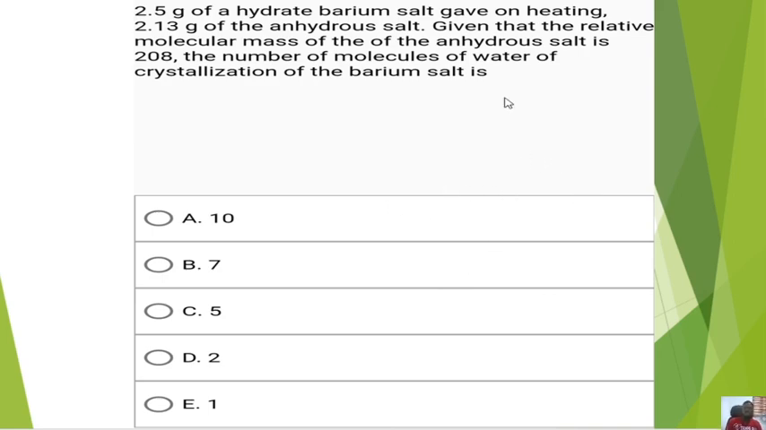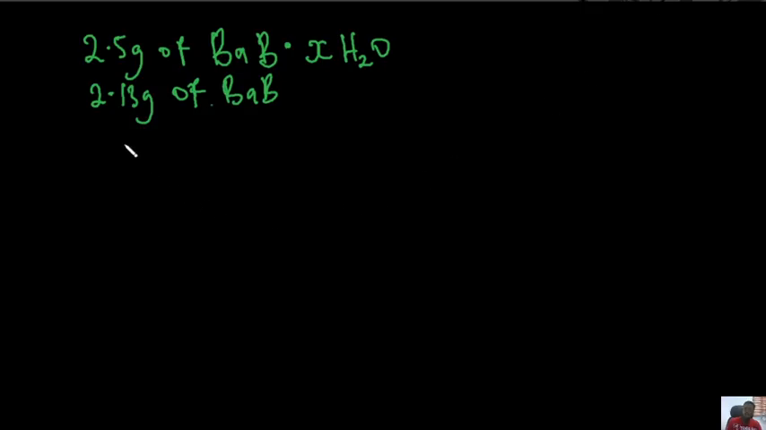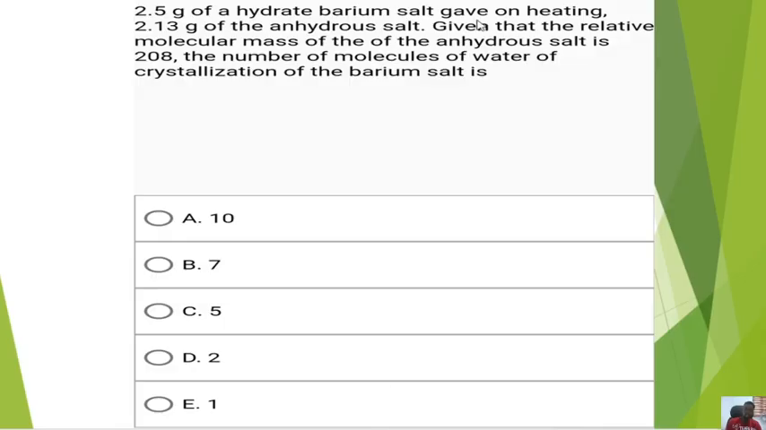So given the relative molecular mass of the anhydrous salt is 208. So we are given 208. Let's write that down. So the molar mass of the anhydrous salt, which we say is now BaB, is equals 208 gram per mole. Okay, if we are using molar mass, but if it's relative molecular mass, then yeah, no unit. Now let's continue. The number of molecules of water of crystallization of barium is that. So we're looking for X.